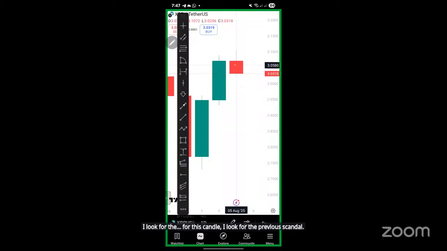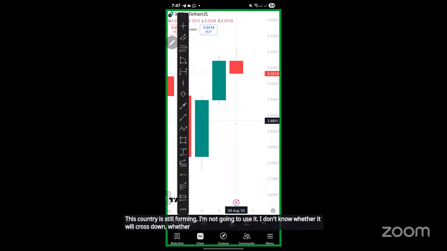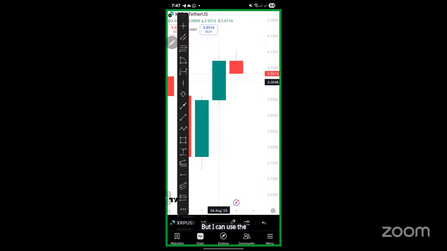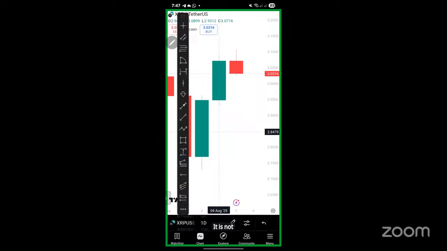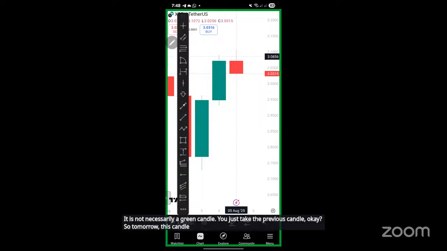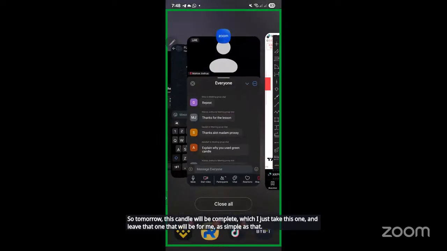This candle is still forming. I'm not going to use it. I don't know whether it will close down, continue this side, or go up. But I can use the data of the previous candle to confirm where the market is going. It is not necessarily a green candle. You just take the previous candle. Tomorrow this candle will be complete, and we shall take that one and leave the one that will be forming. As simple as that.